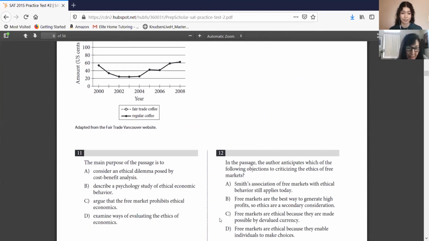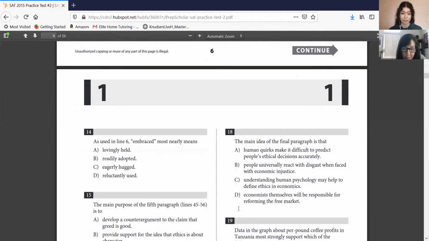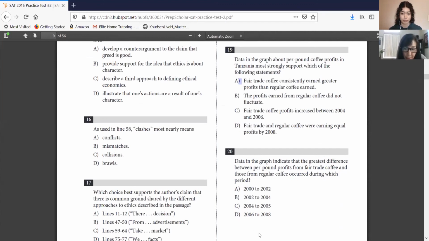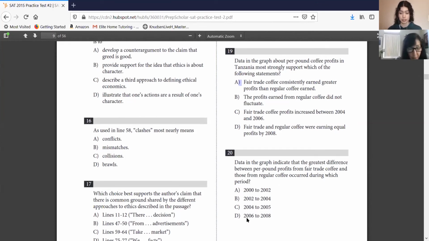Okay. So where is the greatest difference between the per pound profit from fair trade and from regular coffee? I saw someone vote already. Feel free to send me your answer privately or send it to everyone. Okay. And so take note of those years, and I'll go back up to the graph in a moment. So A, B, C, or D.